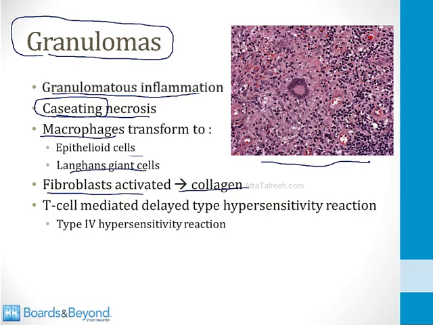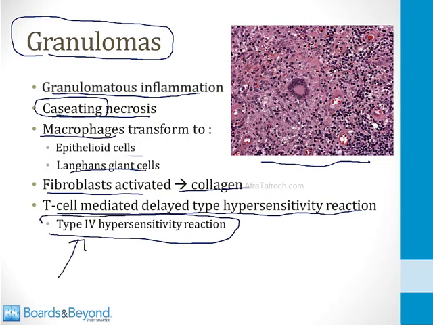And then finally, you should know that granulomatous inflammation is an example of T-cell mediated delayed type hypersensitivity reactions, or a type 4 hypersensitivity reaction. And just remember that the type 4 hypersensitivity reactions are the ones that involve cell-mediated immunities. All the other hypersensitivity types like 1, 2, and 3 involve antibodies and complement and things like that.